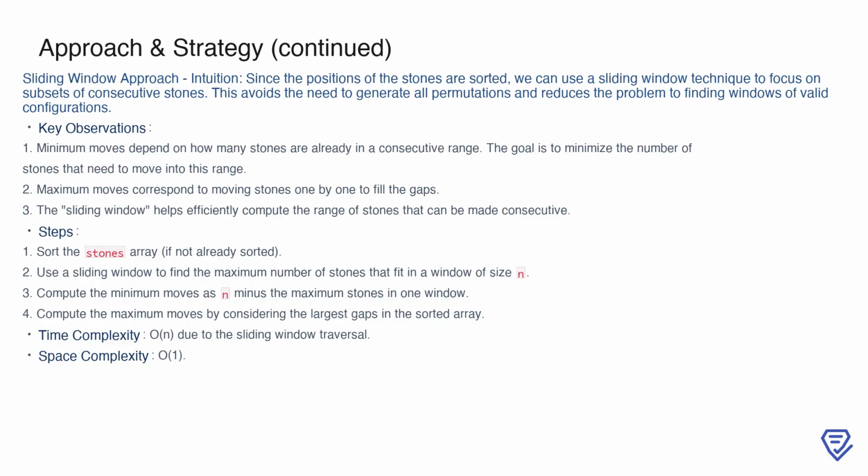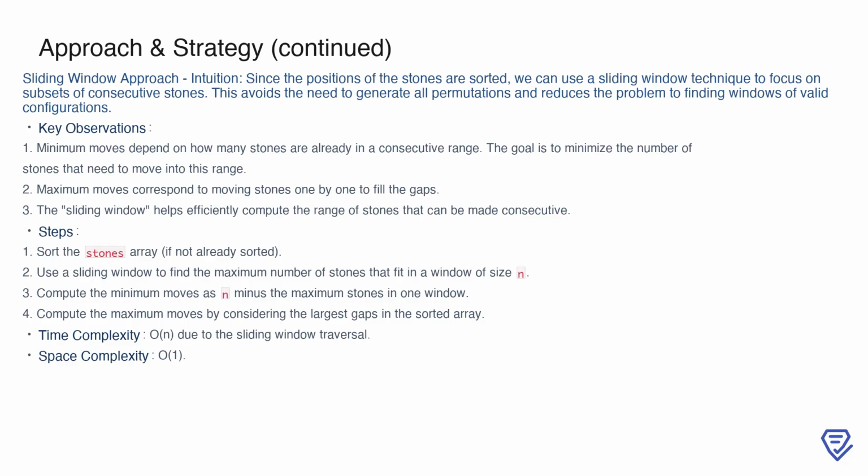The key observations are that the minimum moves depend on how many stones are already in a consecutive range, and the maximum moves involve filling the largest gaps one stone at a time. By sorting the stones array, we can use a sliding window to efficiently determine the largest group of consecutive stones. From there, the minimum moves can be calculated as the total number of stones minus the maximum stones in a valid window, while the maximum moves are determined by analyzing the largest gaps.